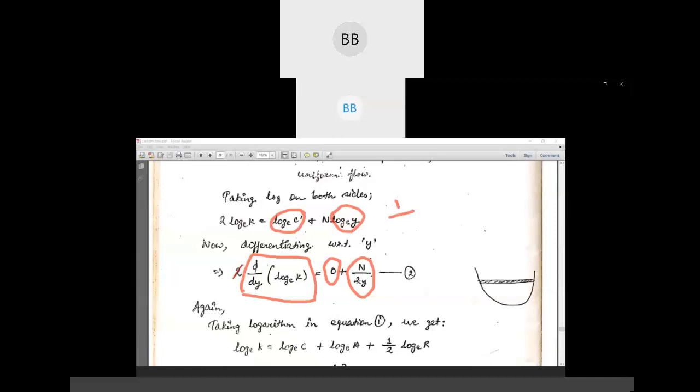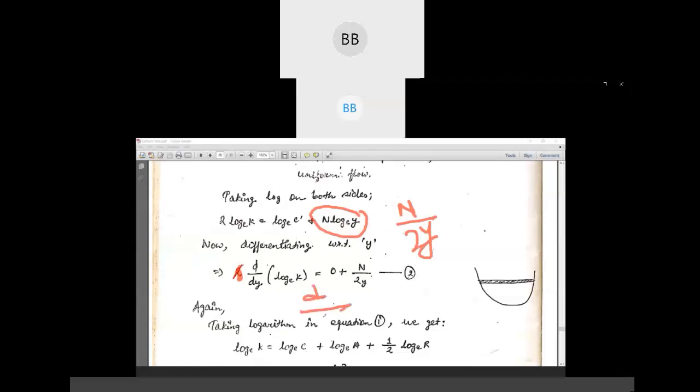So this y we bring it here. This 2 we bring it here. So if you differentiate this portion, it will be somewhat like this, n by y. As we have 2 here, we bring it to the left hand side, it will be n by twice y. So we can directly write dy by dy of log ek is equal to n by twice y.